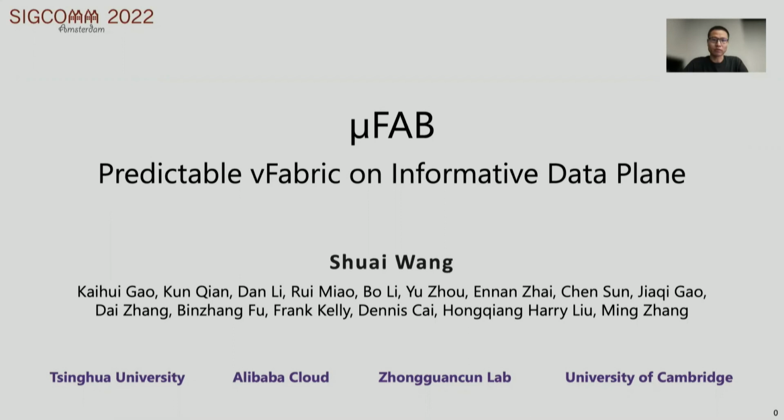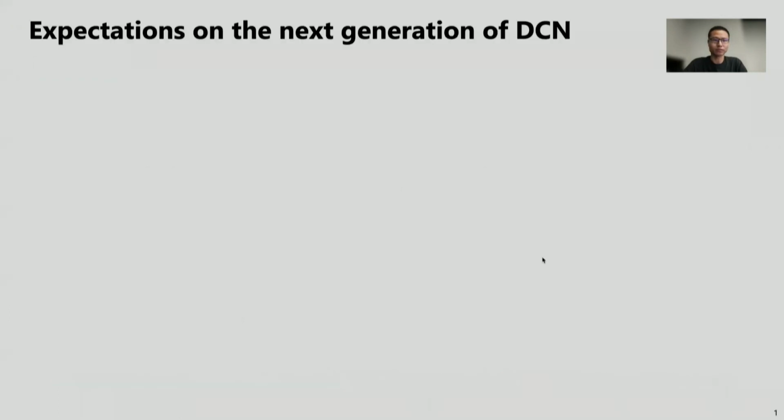Hello everyone, I'm Chuang Wang from Tsinghua University, and in this talk, I'm going to present our work on how to build a predictable virtual fabric in multi-tenant data centers. This is a joint work with our collaborators from Alibaba Cloud, Zhongguancun Laboratory, and the University of Cambridge.